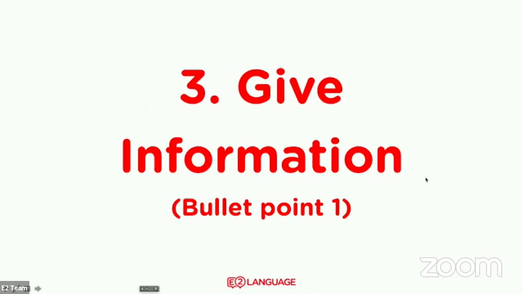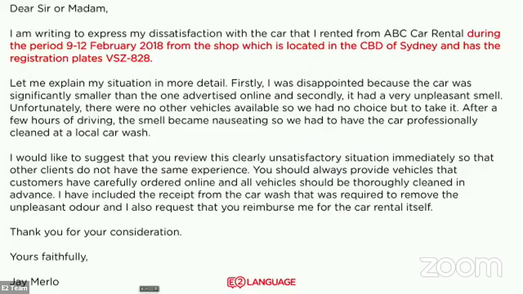Right. Part 3, we need to give information. Bullet point 1. So my sentence actually carried on. I actually wrote a very complex sentence, a single sentence, in fact, in my first paragraph. So I wrote, I'm writing to express my dissatisfaction with the car that I rented from ABC Car Rental. And then I carried on by giving information during the period 9 to 12 February 2018 from the shop, which is located in the CBD of Sydney and has the registration plates VSZ 828. So I'm giving more information.